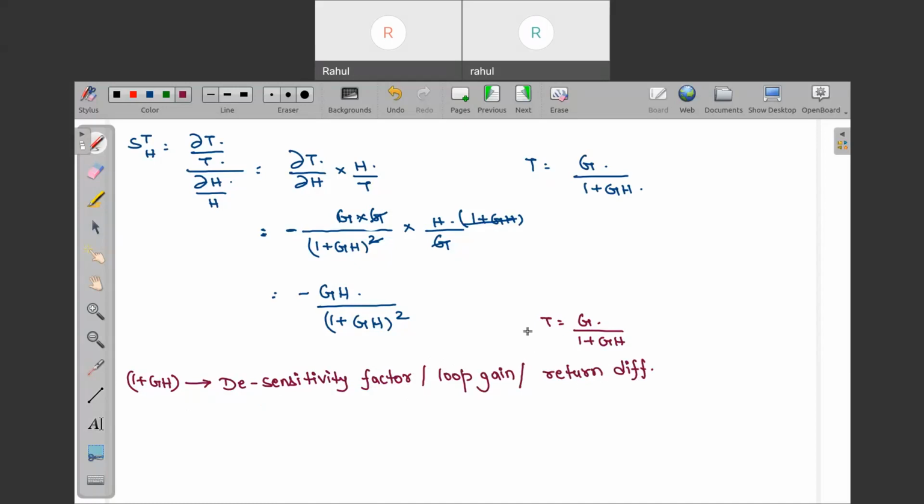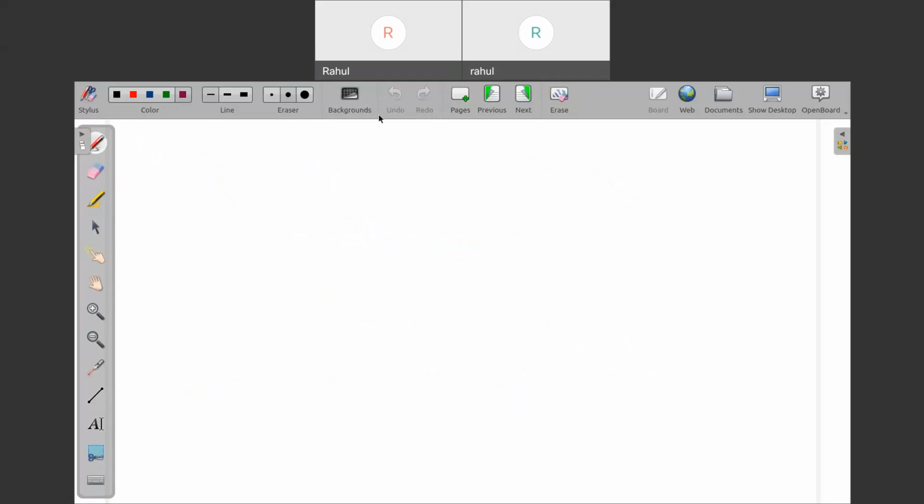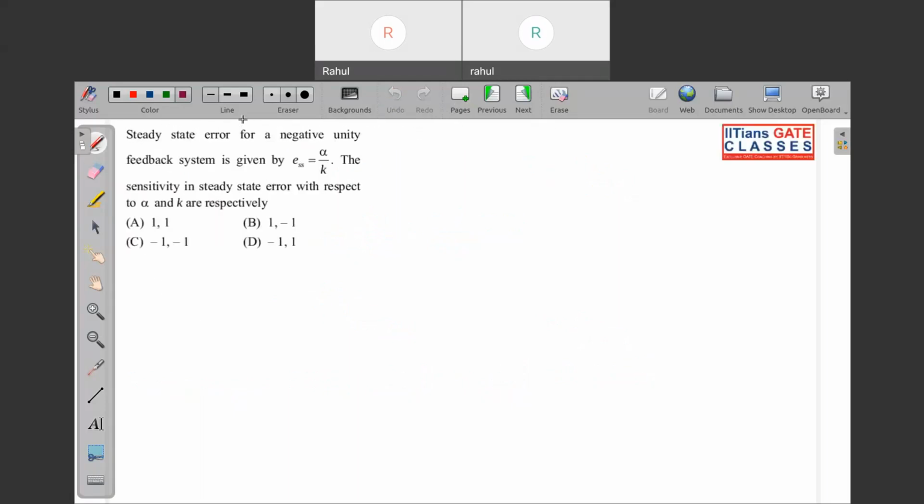Now let us assume we have one question over here regarding this. So what is the question? Steady state error for a negative unity feedback system is given by ESS equals alpha by k. What is the sensitivity of steady state error with respect to alpha and k? So very quickly you can solve it yourself.